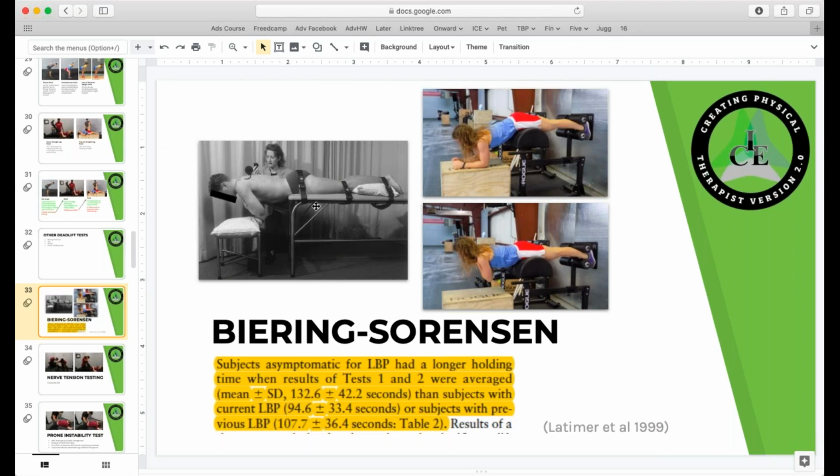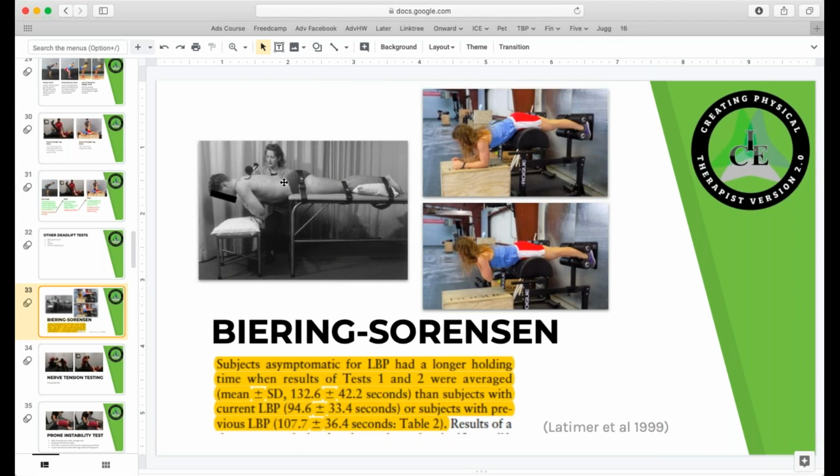When you look at research on the Biering-Sorensen test, you'll see this picture on the far left, where an individual is lying prone on the treatment table. They have their ASIS right on the edge of the table, and a couple of straps hold the rest of their lower extremity down. They rest their elbows on a box, then lift their arms up, cross their arms across their chest, and maintain this positioning for as long as possible, whether they stop because of pain, because they lose neutral spine positioning, or from fatigue. They measure how long individuals can hold that.